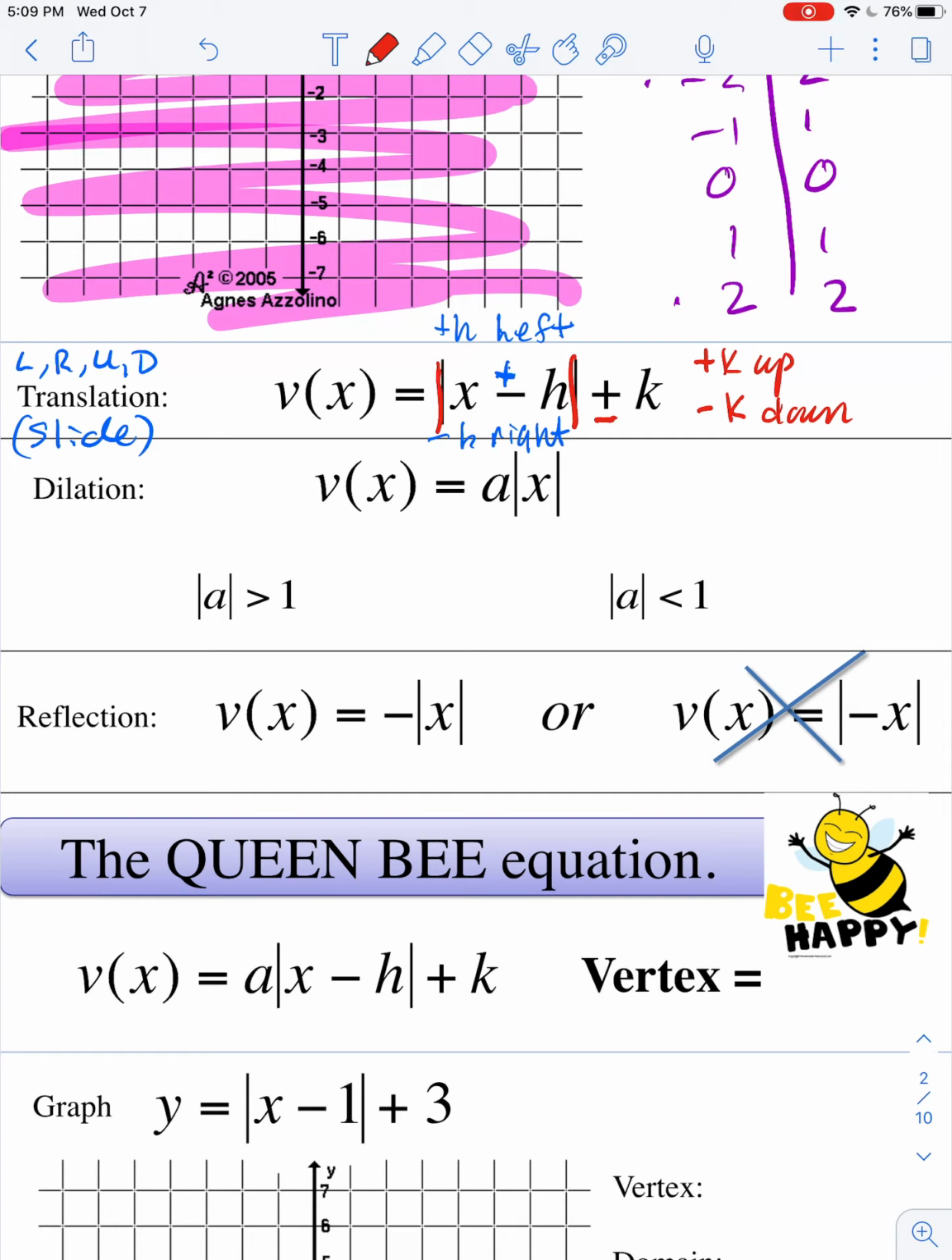The other thing that can happen is called a dilation. And again, that's a fancy term. It's basically a stretch or a vertical shrink.